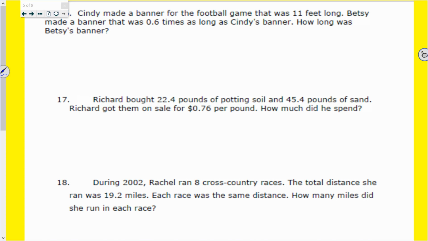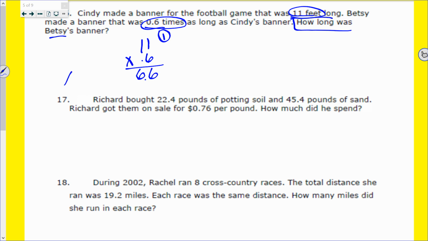On this one, Cindy made a banner for the football game that was 11 feet long. Betsy made a banner that was 0.6 times as long as Cindy's. How long was Betsy's banner? That one, it's honestly just as simple as it looks. It's 11 times 6/10. Remember, keep track of my decimal places, then I forget about them. So I get 66. Add one decimal place back in. So Betsy's was 6.6 feet long.